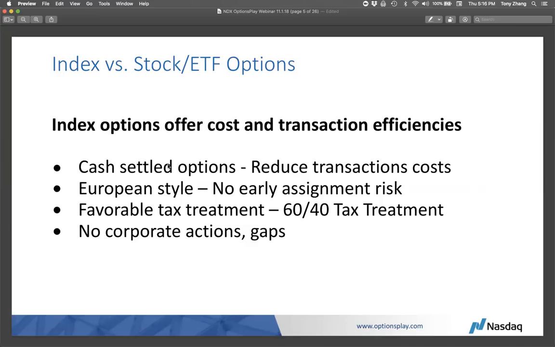Cash settlement really makes managing expiration Fridays, in my opinion, much easier because you don't have to worry about, hey, if I don't close this out, am I going to need the margin to buy the stock or short the stock? You don't have to worry about that. It's all cash settled. There's no early assignment because everything is European style. And most importantly, you have the favorable tax treatment. So if you're trading the same thing, why not get the favorable tax treatment? So those are, in my opinion, the reasons why you should consider taking a look at the index options if you are already trading the QQQs as an ETF option.